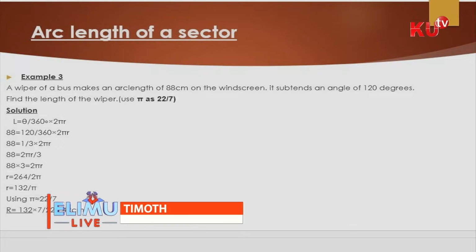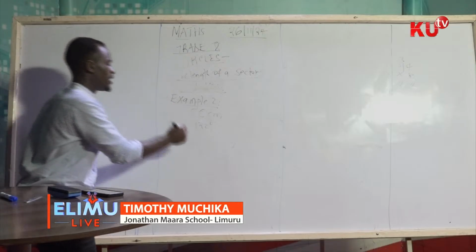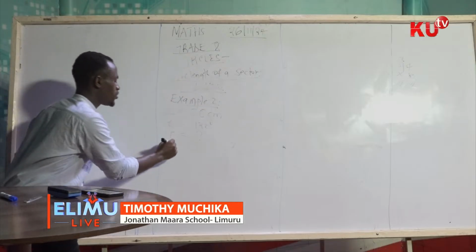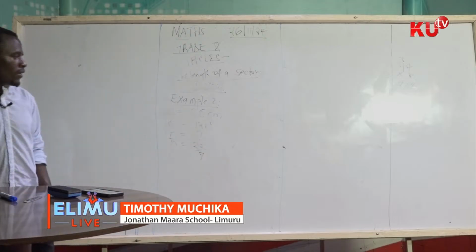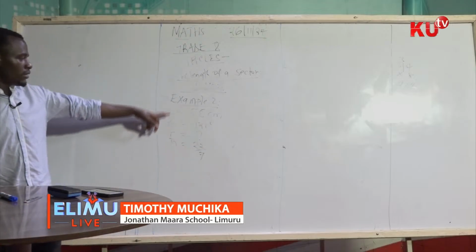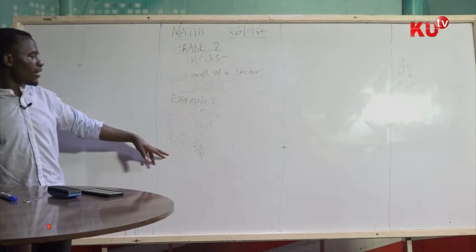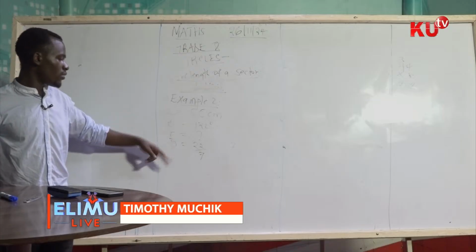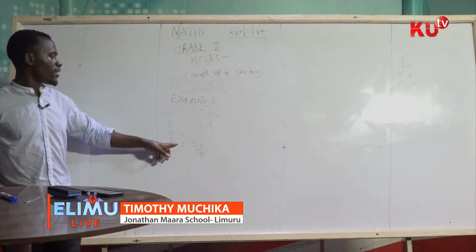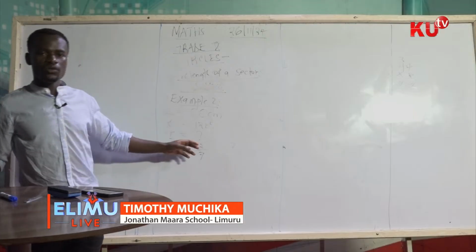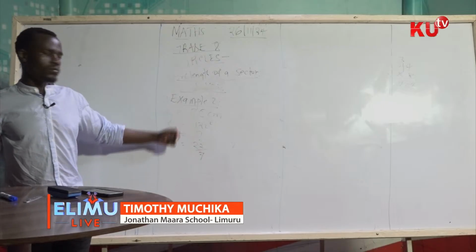So you have not been given the radius of that wiper's windscreen. So the radius we don't have. But we also know that pi is given by 22/7. So in this situation, you have been given the arc length. You have been given the angle subtended at the center of the circle. And we know that pi, in most of the cases, is equivalent to 22/7. So what are we going to do?